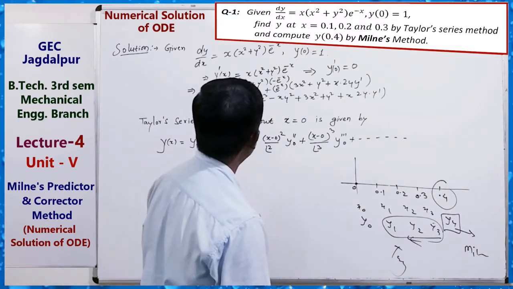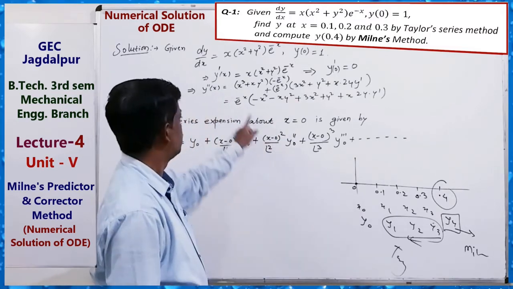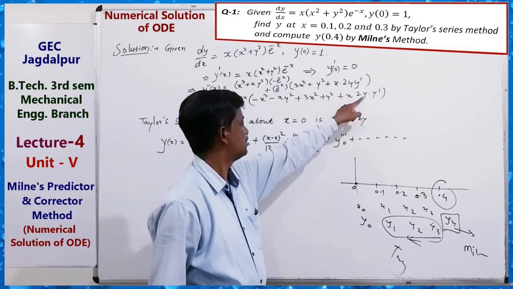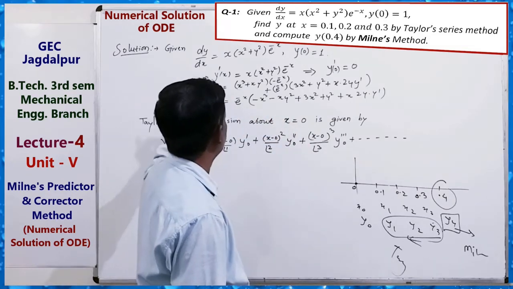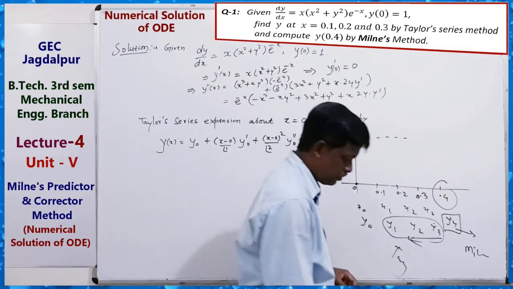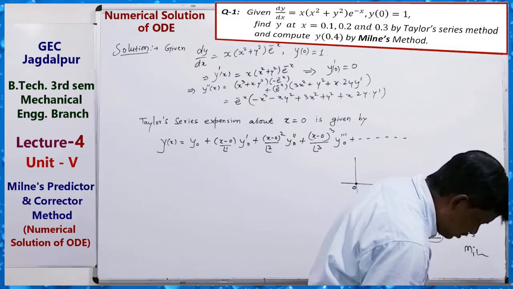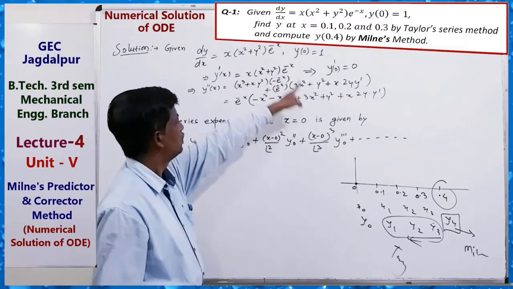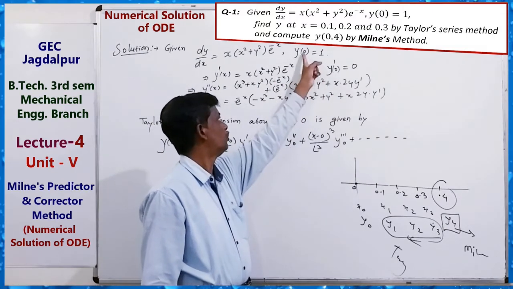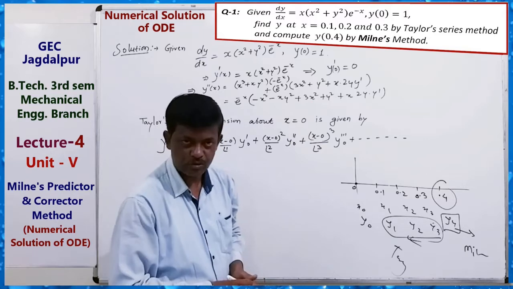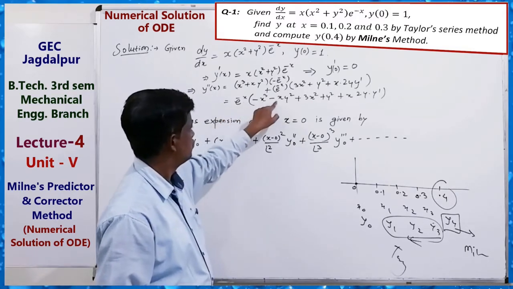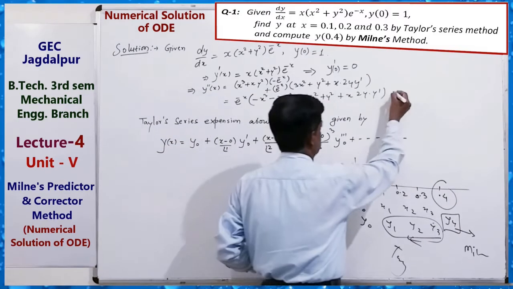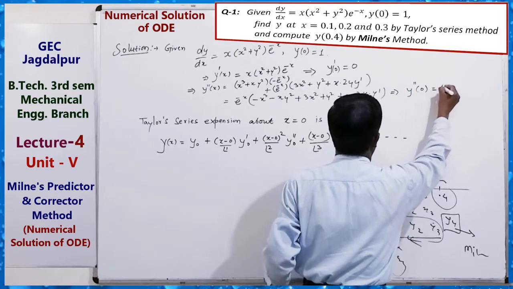Okay? So if x equals 0, then its value is 1. It is a minus 0, 1. Here, x is 0, and y at 0 equals what? Here y at 0 equals 1. So when we put x equals 0, this is 1, 0, 0, 0, this is 1. So 1 into 1, 1. So this implies y double dash 0 is 1.